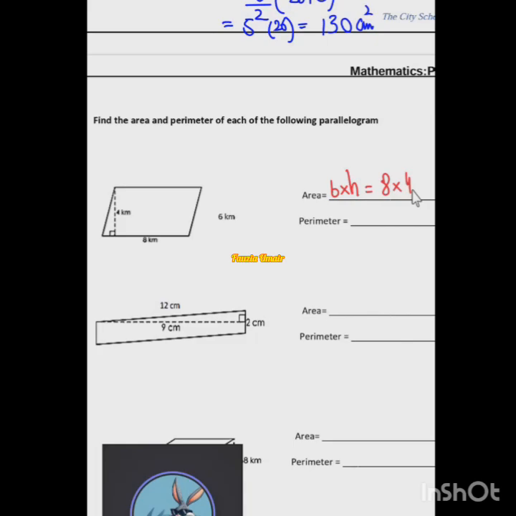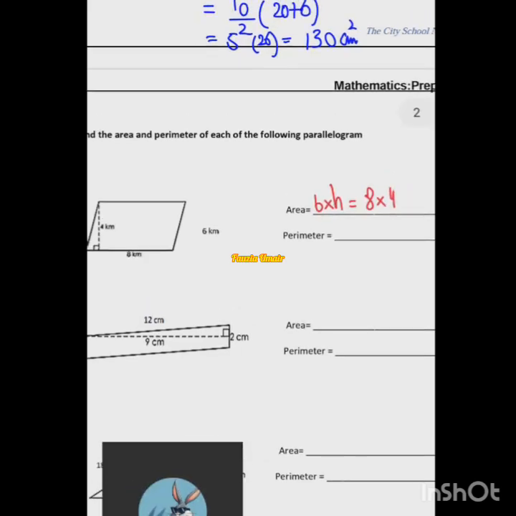So 8 into 4, the answer? 32. That's right. 32 kilometers square. What will be the perimeter now? Ma'am, 6 kilometer. Yes, ma'am, it's written 6.